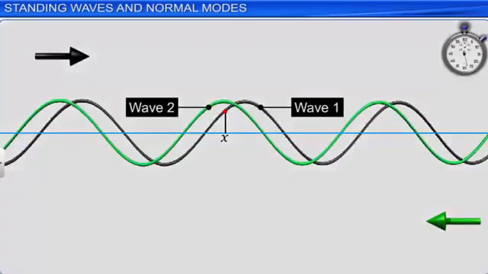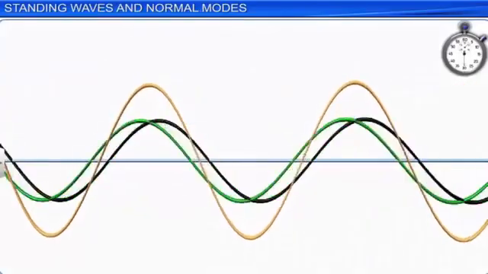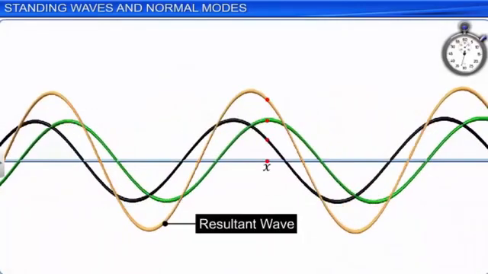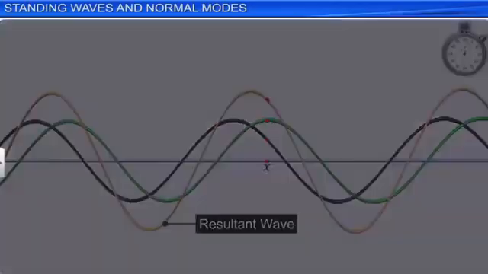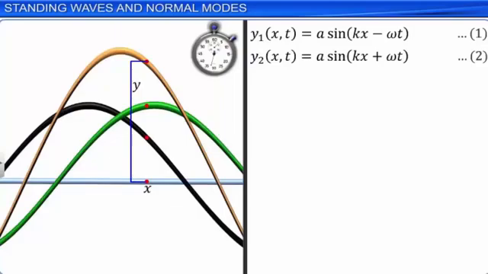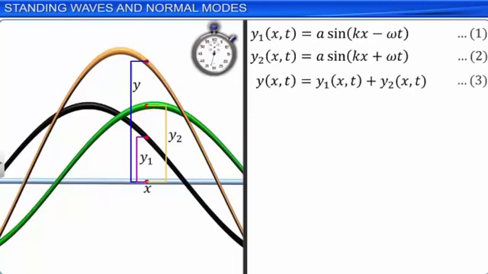y of x,t is equal to y1 of x,t plus y2 of x,t. Let this be equation 3. On substituting 1 and 2 in equation 3, we get y of x,t is equal to a sin(kx minus omega t) plus a sin(kx plus omega t). This equation can be written as y of x,t is equal to 2a sin kx cos omega t. Let this be equation 4.